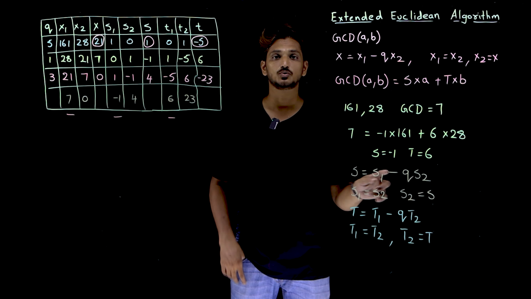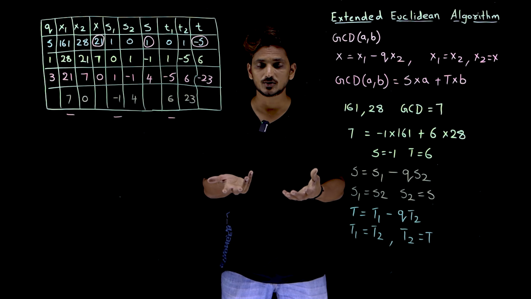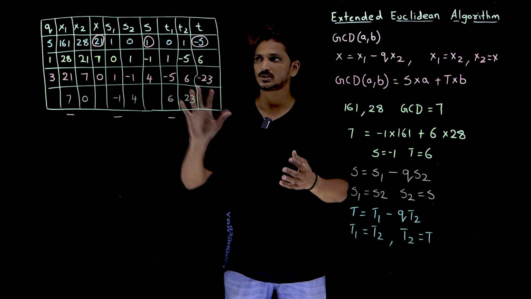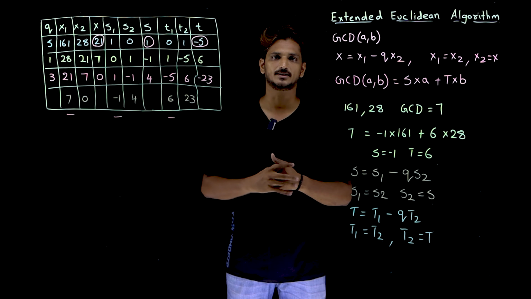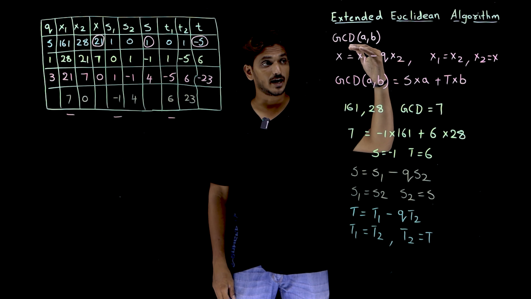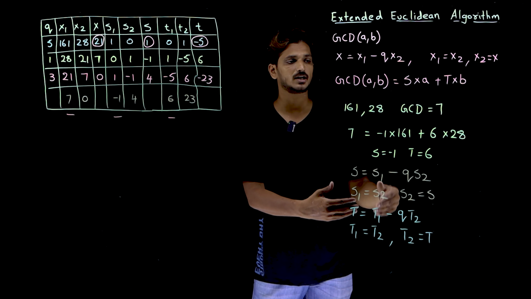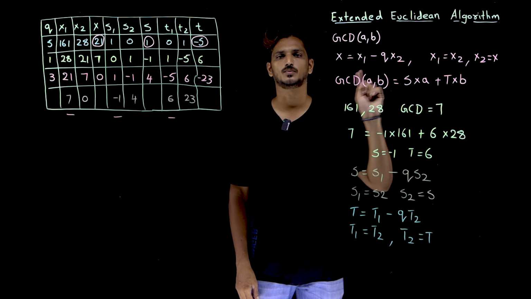Here S1, S2 initial values we have to assume. Which initial values we have to take? All these things will be discussed here when we discuss the example. So while we are finding the GCD value, along with that, if you apply the formulas, we are going to identify the S and T value also.